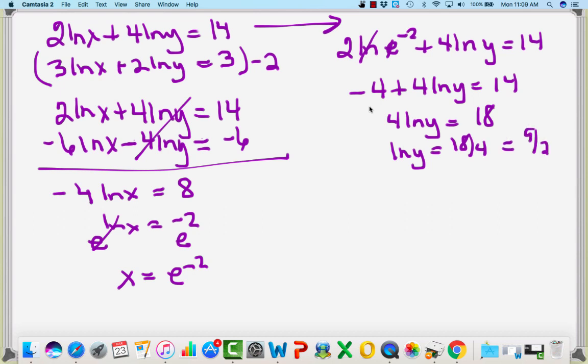But I have to get y by itself, so I'm going to go e to the on both sides. So y is e to the 9 halves. So then my ordered pair for my solution is e to the negative 2 for x and e to the 9 halves for y. All right, let's look at our last example problem.